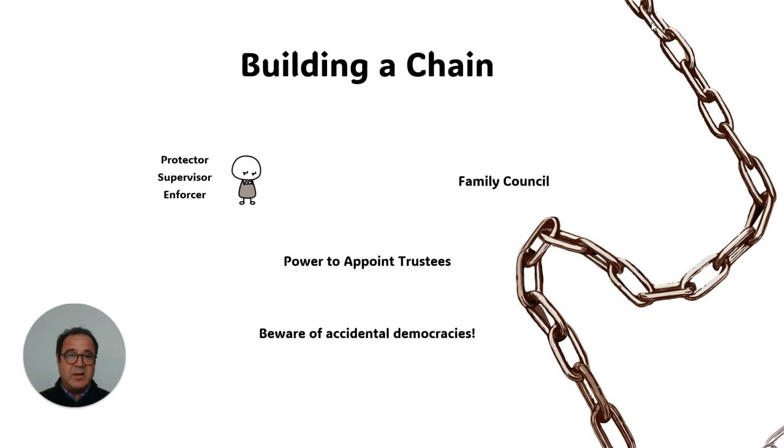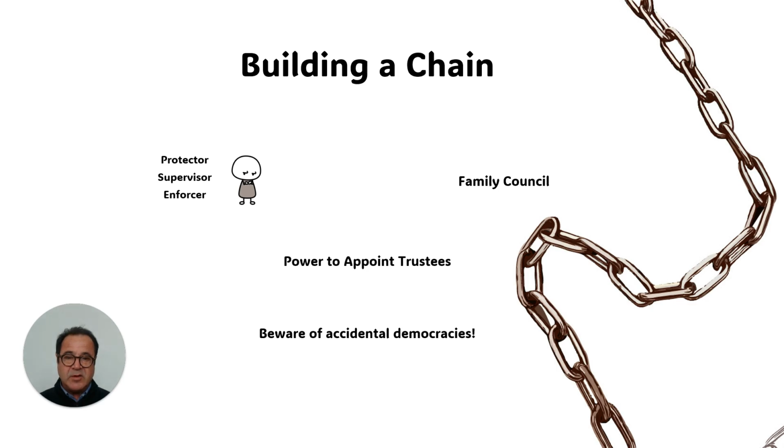There will be a method to make sure that the protector, whoever it is now, has already appointed the next one in line, and maybe even the next one after that. So if something happens to the first one, we have this continuous chain of independent people whose only job is to make sure that the trustees follow the rules.